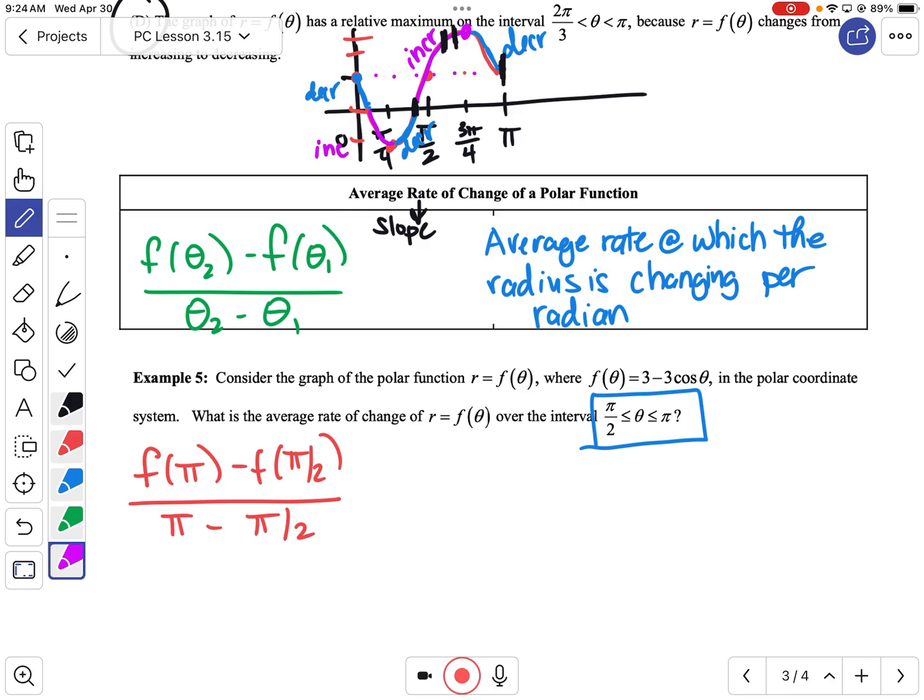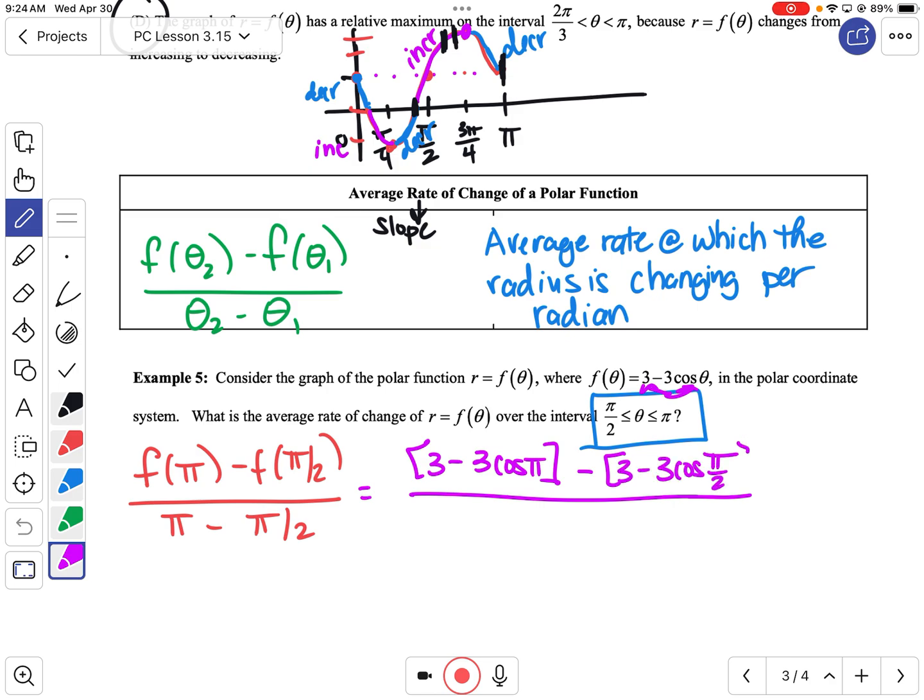Now, if we go through and fill this in, we're going to plug pi into the equation above it. If I just fill it in, I'm going to get 3 minus 3 cosine at pi, minus 3 minus 3 cosine at pi over 2. Any ideas what pi minus pi over 2 is? What's 1 minus 1/2? 1/2 is the same thing. So it's pi over 2. That's the same thing as 1 minus 1/2, so pi over 2.